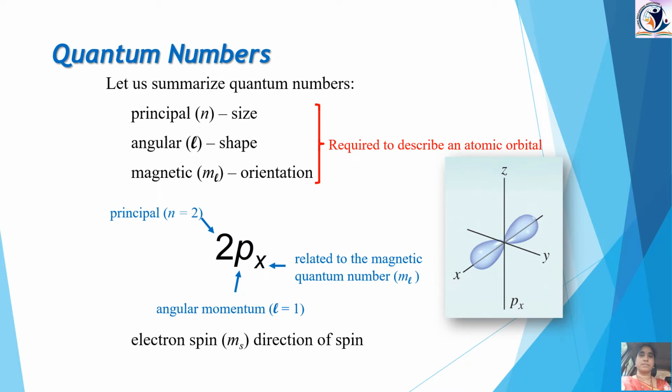Got it, children? So the electron spin, the fourth quantum number, will be there, right? The electron spin ms is the direction of the spin. It is also required to describe an electron in an atomic orbital. But how is it going to be represented? Let us see with a few more examples, children.